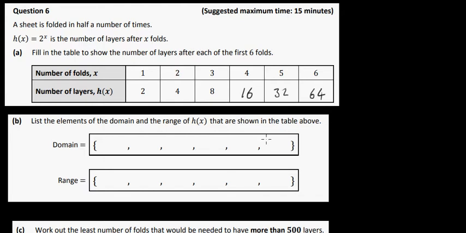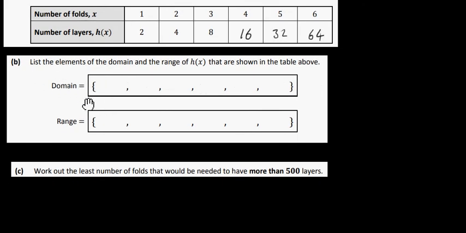You can see actually what's happening here is that every time you fold the sheet, the number of layers doubles. So it goes from 2 to 4 to 8 to 16, 32 and 64. Okay, so that's part A.